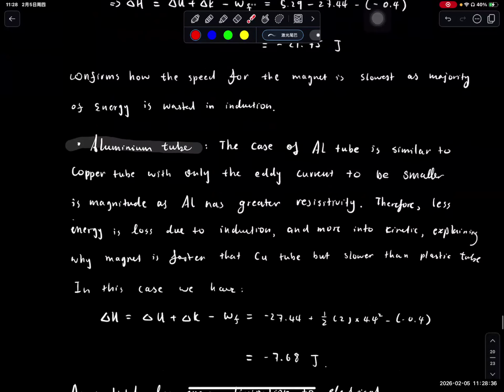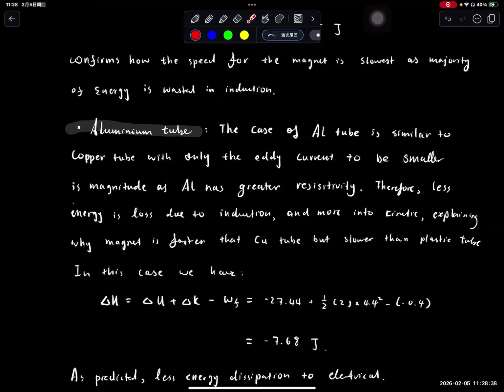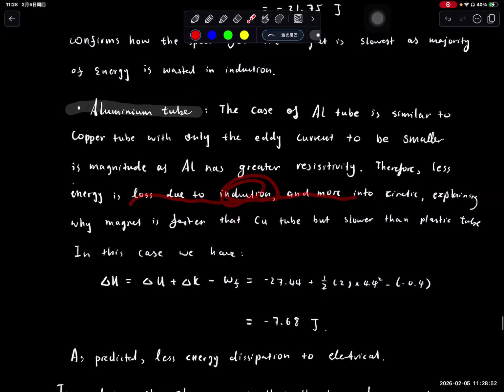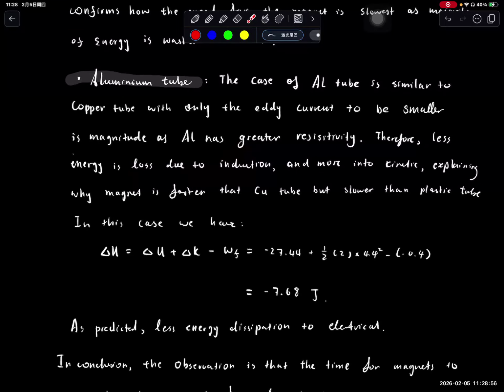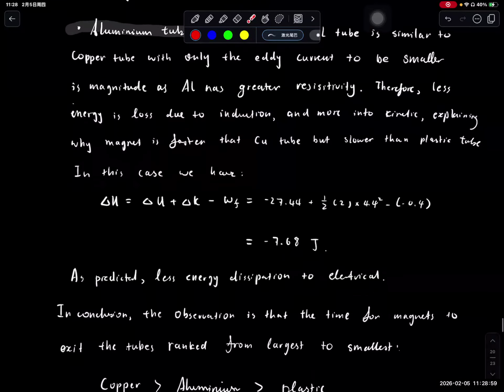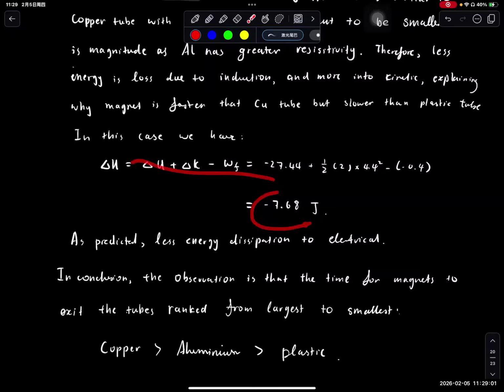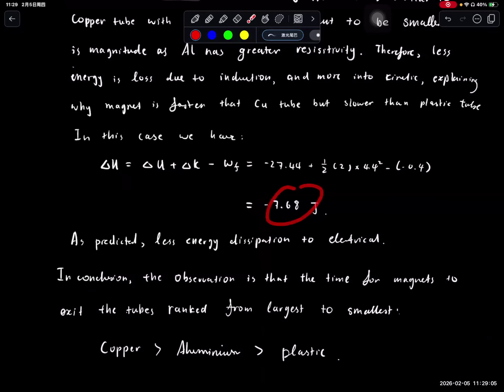Aluminium tube, on the other hand, is still very similar to what the copper tube does, with the only difference that aluminium has a larger resistance, so the current induced will be less, so that the opposing force will be less. Okay, so less energy will be dissipated into induction here, but it still exists. So it's still slower than a plastic tube, but going to be faster than copper. If you do the same energy analysis, you get that the energy lost into electrical is much smaller. It's only 7.68.